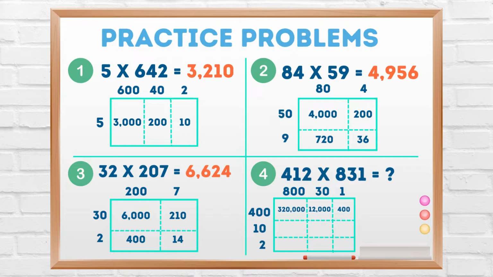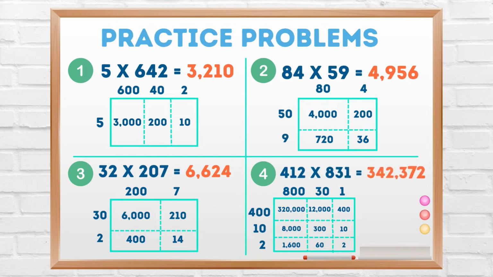Now let's move on to the second row of rectangles. 10 times 800 equals 8,000. 10 times 30 equals 300. And 10 times 1 equals 10. Now we multiply 831 by 2. 800 times 2 equals 1,600. 30 times 2 equals 60. And 1 times 2 equals 2. Finally, we add all of the products together and our answer is 342,372.